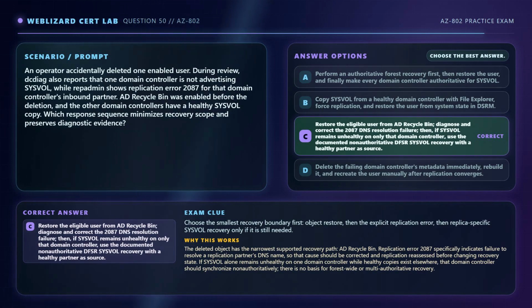Replication error 2087 specifically indicates failure to resolve a replication partner's DNS name, so that cause should be corrected and replication reassessed before changing recovery state. If sysvol alone remains unhealthy on one domain controller while healthy copies exist elsewhere, that domain controller should synchronize non-authoritatively. There is no basis for forest-wide or multi-authoritative recovery. Choose the smallest recovery boundary first. Object restore, then the explicit replication error, then replica-specific sysvol recovery, only if it is still needed.